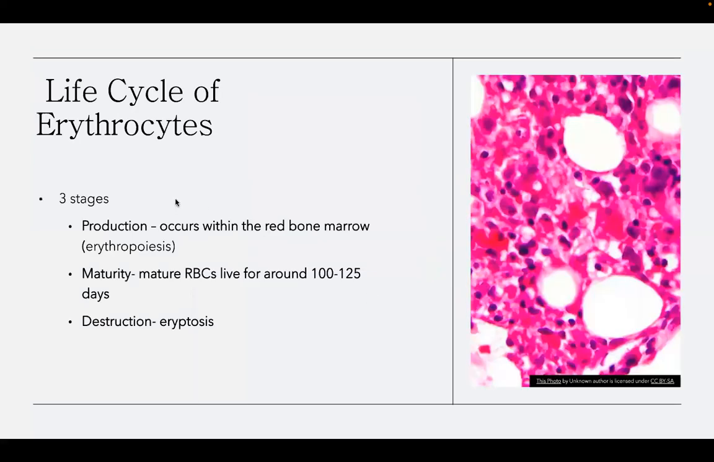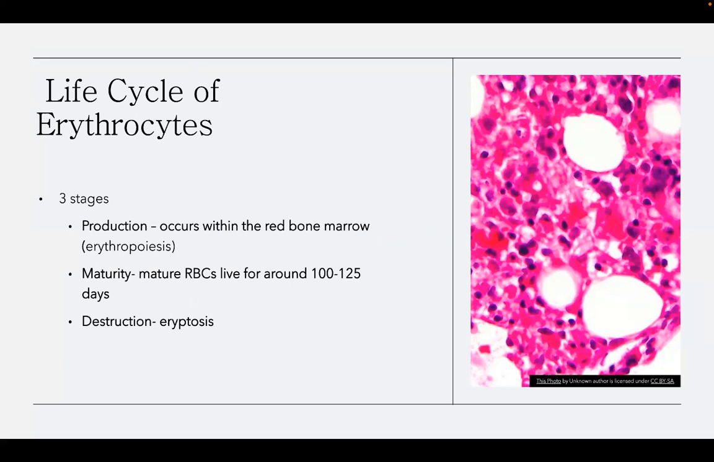As you may recall, erythrocytes are red blood cells. That was that first slide I had pulled up with the discs. Recall those as we go through what erythrocytes and red blood cells are. Next up is the life cycle of erythrocytes. This life cycle is composed of three main stages. The stages are production, maturity, and destruction.